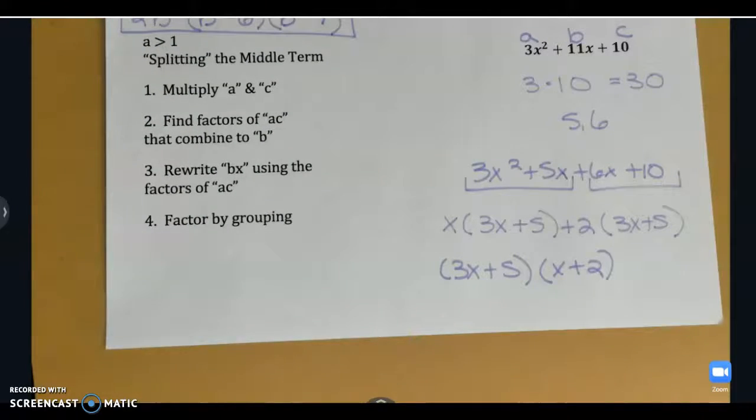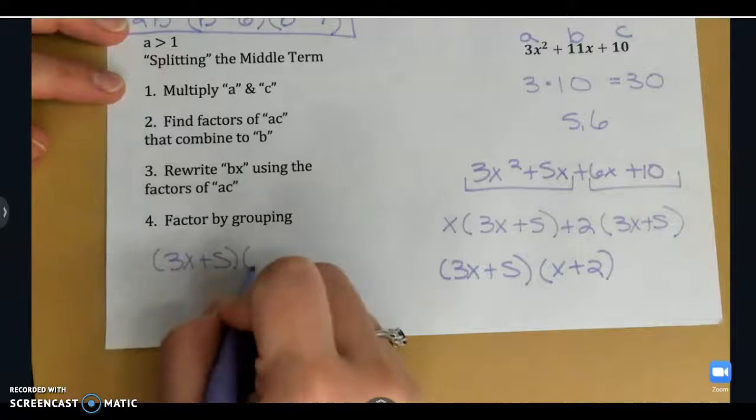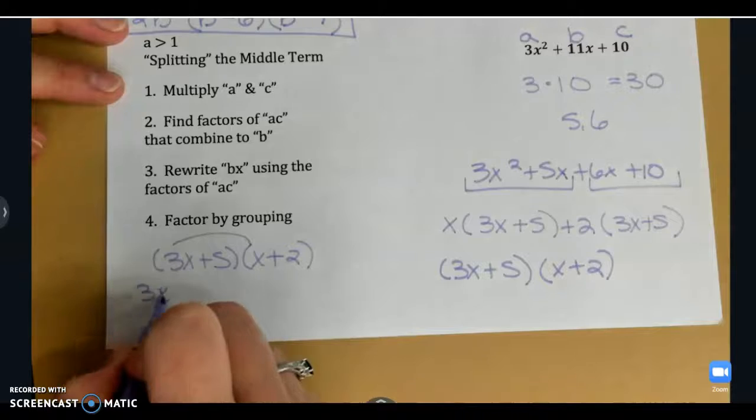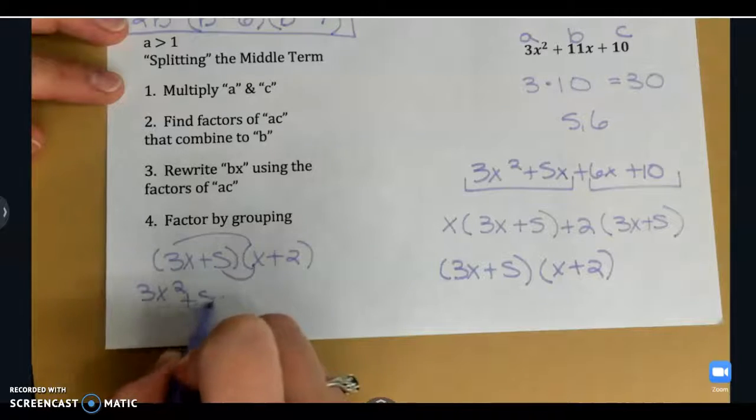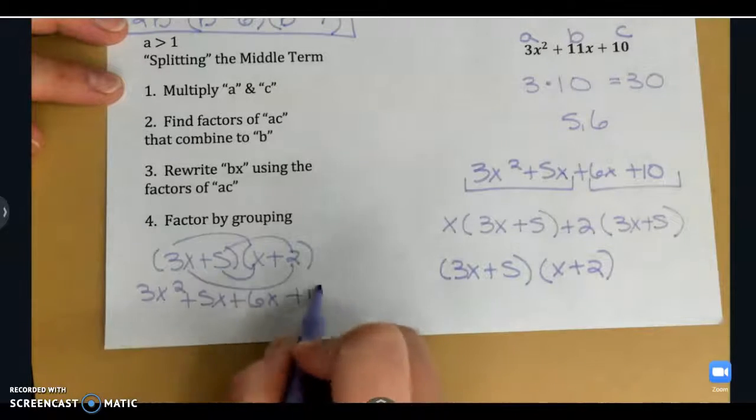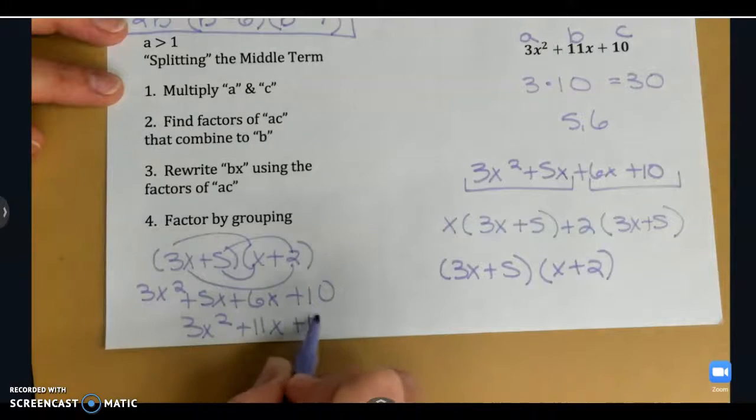And then the nice thing about factoring trinomials is that you can check your work by FOILing what you end up with. So if I FOIL this, I get 3x squared plus 5x plus 6x plus 10. And I should end up with what I factored.